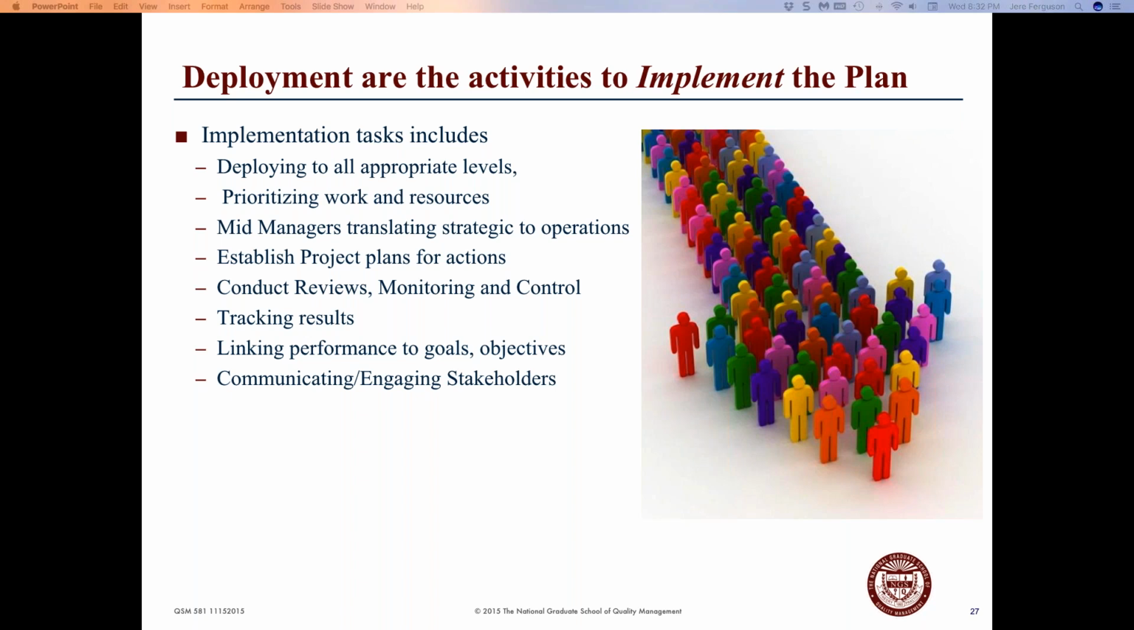Tracking results, they need to be tracked as we move through the project, not at the end of the project, but as we move through it so that we can track and ensure that we're achieving the objectives on time and that we're not falling behind. Link performance to goals and objectives. Your implementation plan needs to go down and it also needs to go back up. Anything that you plan to implement, we need to be able to ultimately attach it and identify it back to a goal and objective. And then in communication and engaging stakeholders.